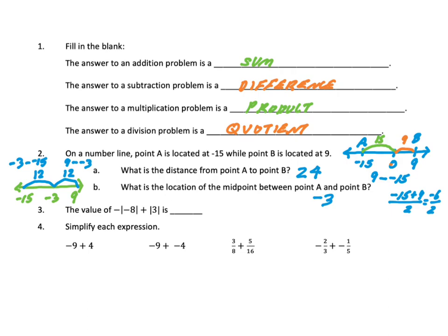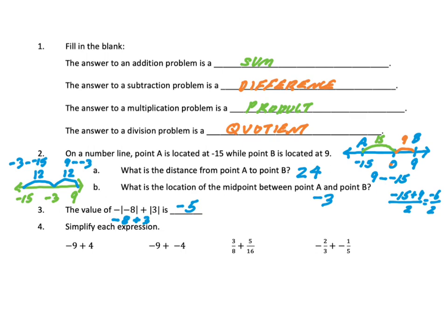Number 3, the value of a negative absolute value of negative 8. When we see these bars in number 3, that means it's the absolute value, the distance a number is from 0. So this would be a negative, and the absolute value of negative 8 is 8. So that's the opposite of 8, which is negative 8, plus the absolute value of 3. 3 is 3 units from 0. So negative 8 plus 3 gives us negative 5.